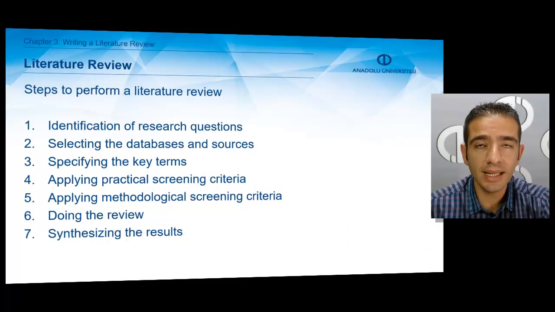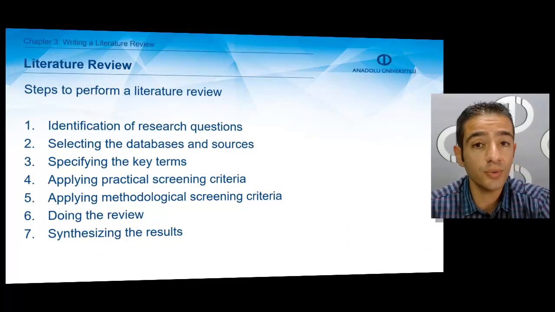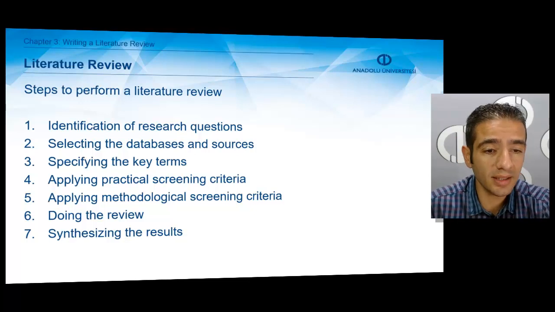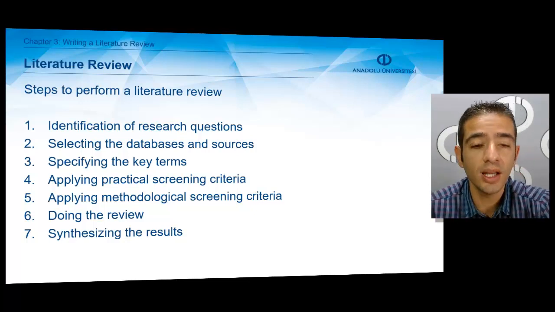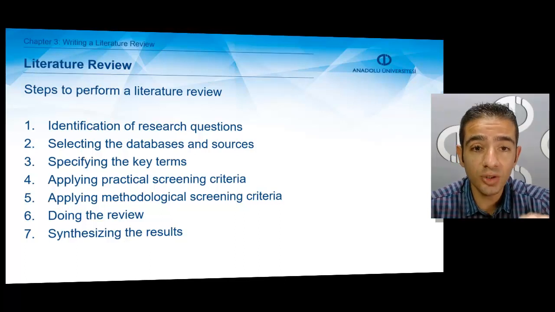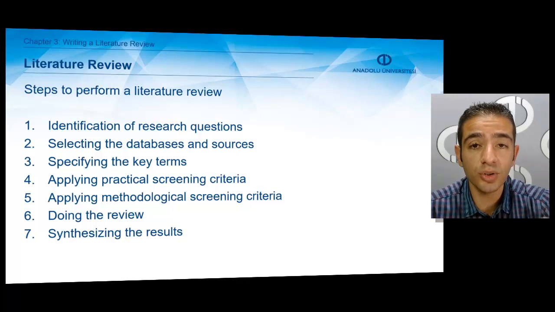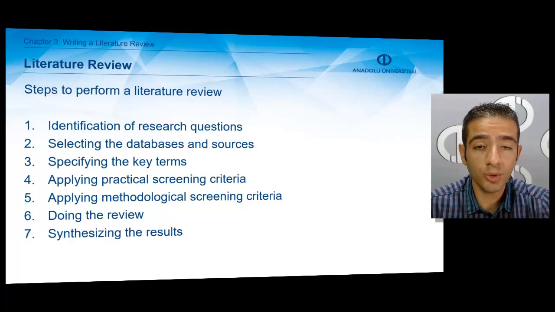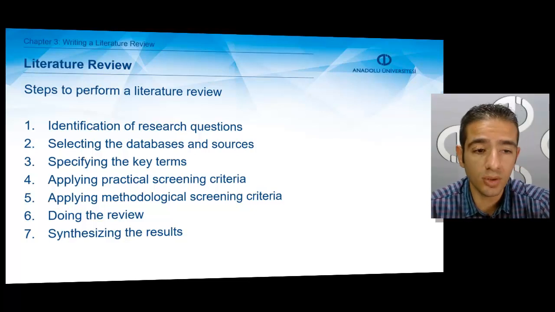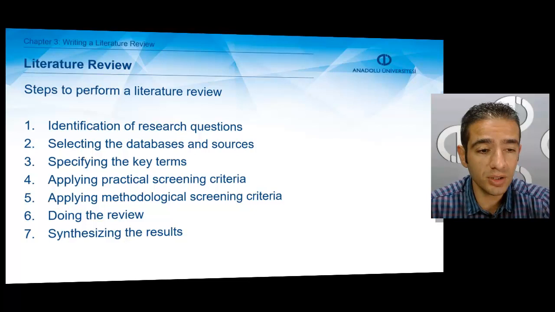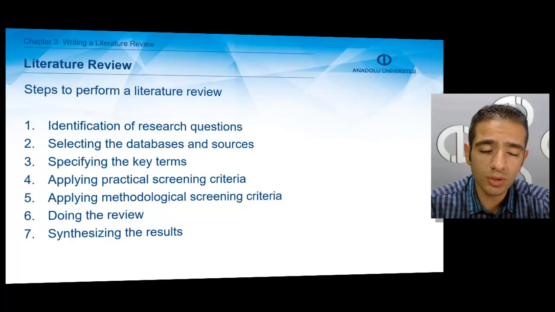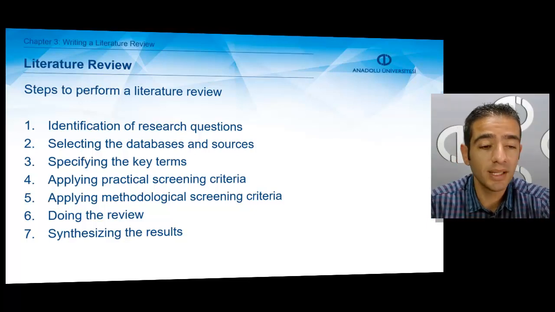And to perform an efficient literature review, of course, we have some steps. The first one is identification of the research question. You may remember from your previous chapters, you decide on your topic and then you construct some research questions which are appropriate for your research study, qualitative or quantitative. After identifying your research questions, you select the databases and the sources you are going to benefit from. Are you going to focus on books, almanacs, or journals, or scientific websites? You select them very carefully.